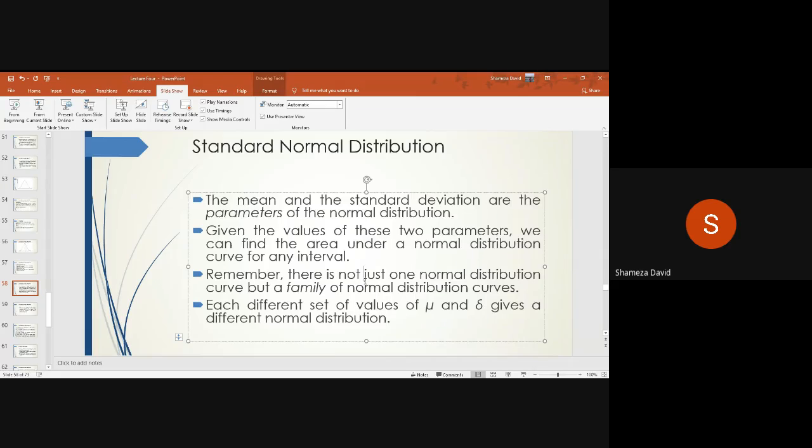So, like I said, every continuous variable has its own normal distribution with its own mean and its own standard deviation. So there isn't just one normal distribution. There's a family of normal distribution curves for each variable, each with its own mu and its own sigma.